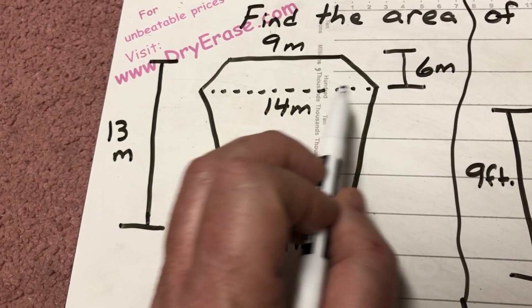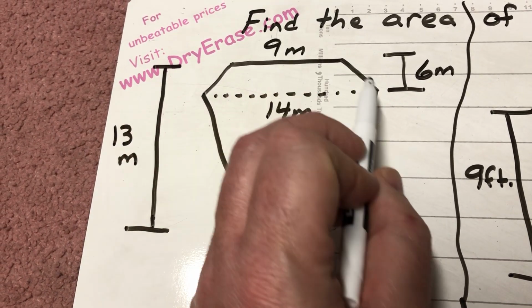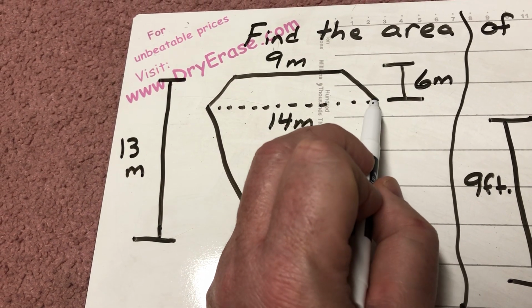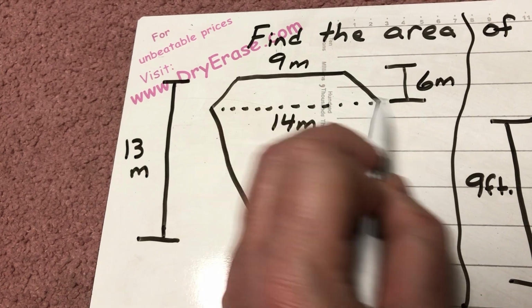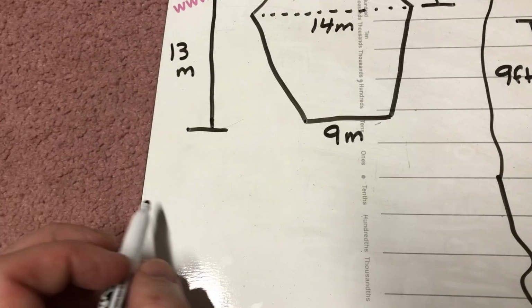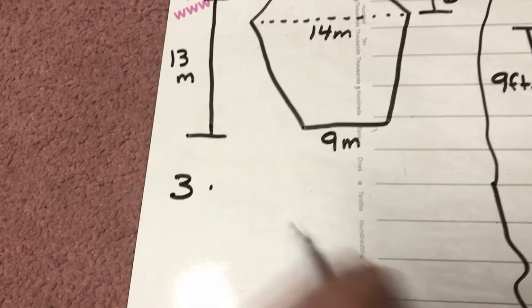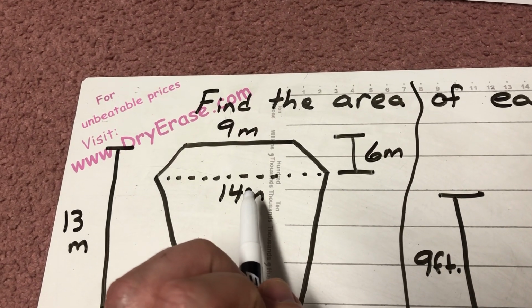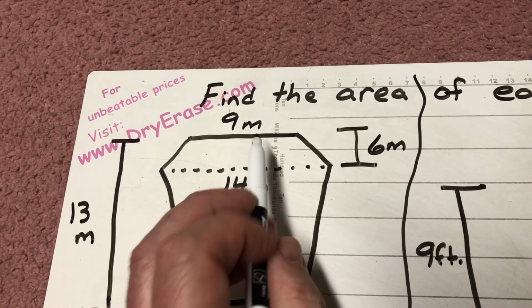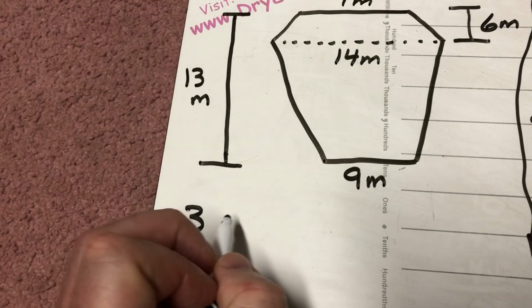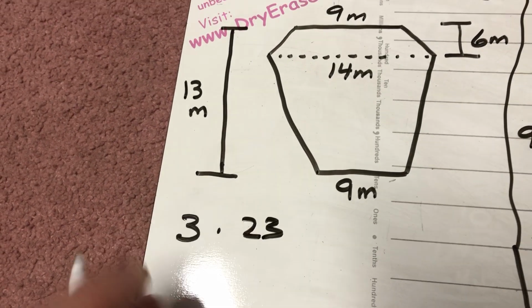So if I look at my top trapezoid here, I see that the height is 6 because it gives me this dimension from here to here. It tells me right here is 6. Well, half of 6 is 3. So I'm going to make a note of that. And if I look at my base 1 plus base 2, I have 14 and 9. Well, 14 plus 9 is 23. So this is going to become 3 times 23.